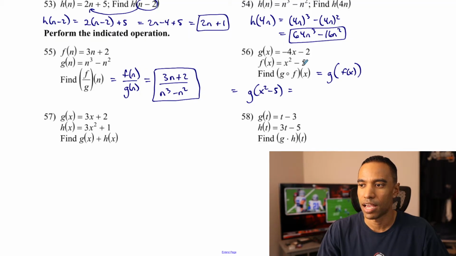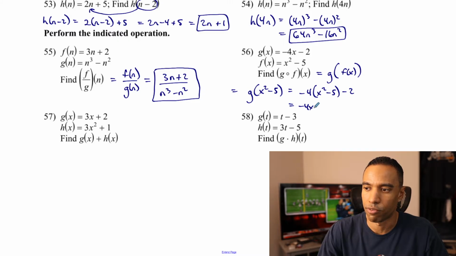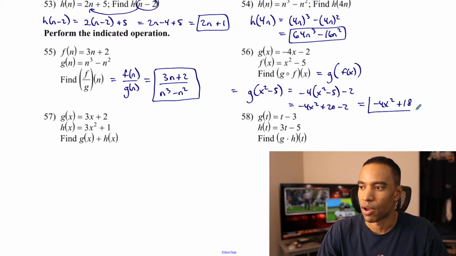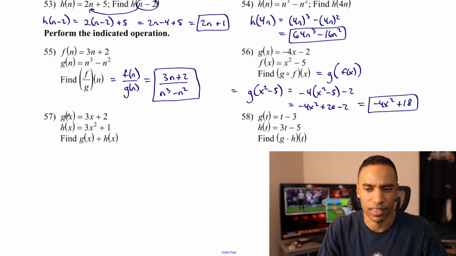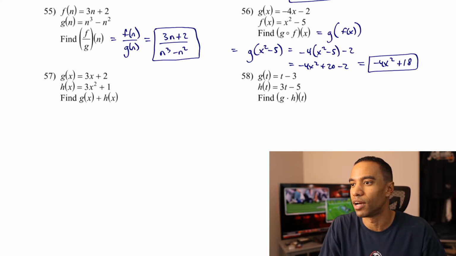X squared minus 5 will replace x in g's equation. So negative 4 times, instead of x, it'll be x squared minus 5, minus 2, which is negative 4x squared plus 20 minus 2, which is negative 4x squared plus 18. Now I know that you can factor and stuff like that. We're not doing that. We're simplifying by expanding and combining like terms, so we are good on that one.